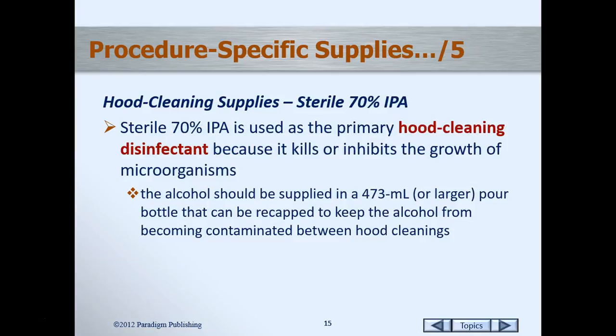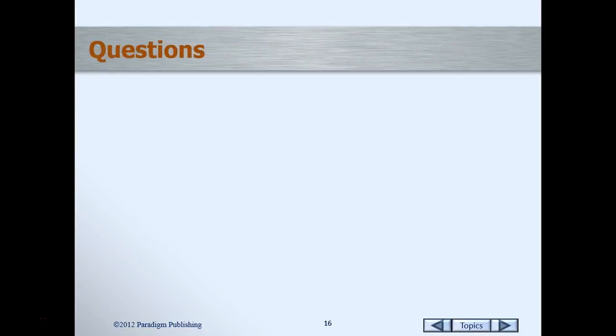The sterile IPA that we use is the disinfecting agent. It kills or inhibits the growth of the microorganisms. It usually comes in a 473 milliliter bottle that we would pour. It can be recapped, and we don't want to ever touch the mouth of the water or the alcohol to the swabs. We want to just pour it till it's saturated but not overly dripping. And then we recap it before removing it from the laminar airflow hood.